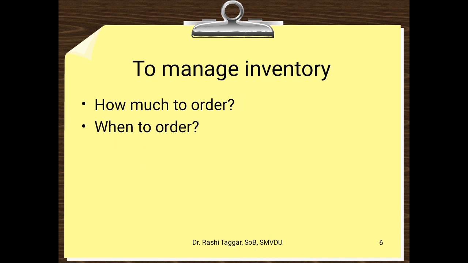Now there are two important decisions which need to be made for inventory management. The first one is how much to order. That will determine the size of the inventory. And second is when to order. That is the timing. So size and timing, we have to take these two decisions.